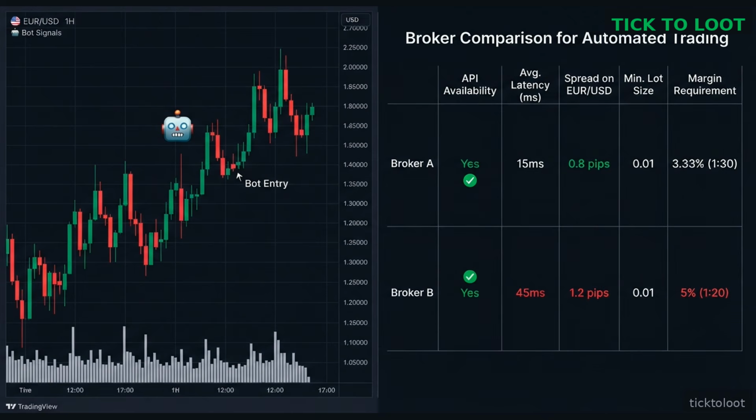Their spread on euro to US dollar is 1.0 pip, which is the difference between the buying and selling price, and they allow a minimum lot size of 0.01, the smallest piece of a standard contract.